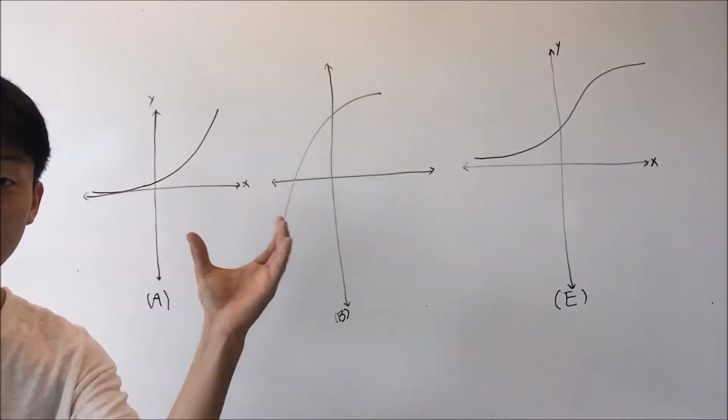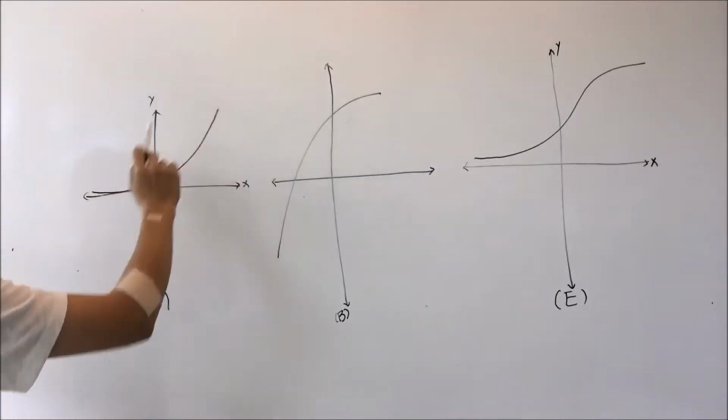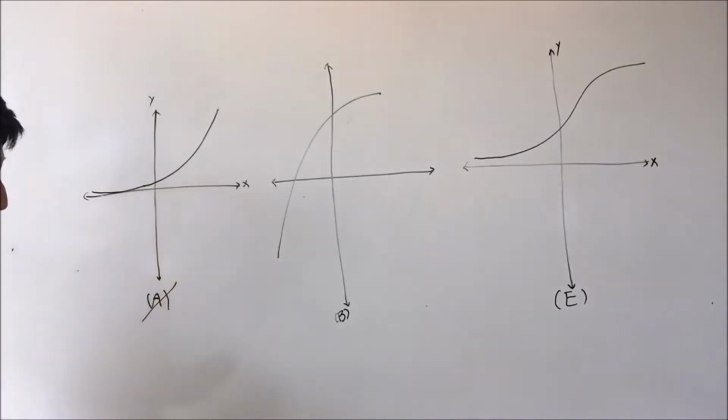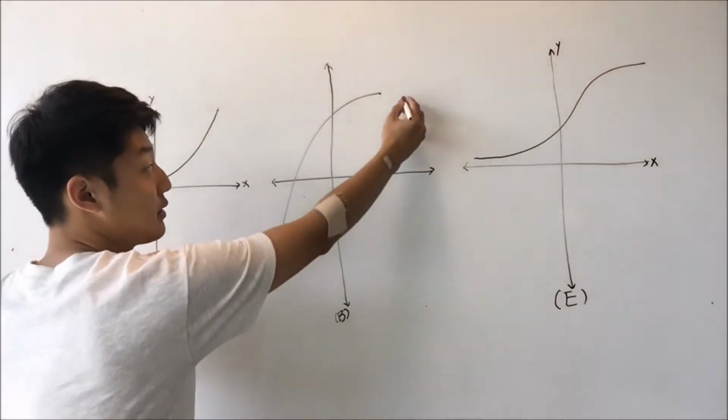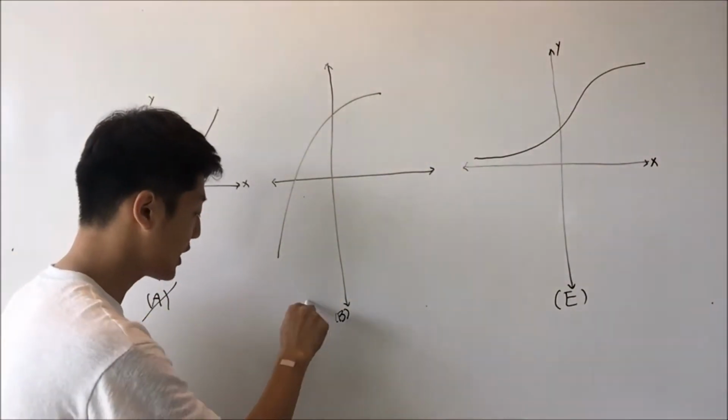This is concave up, and option A looks like concave up, so we can cross this off. B: this is concave down, and this looks like concave down. So we can check mark.